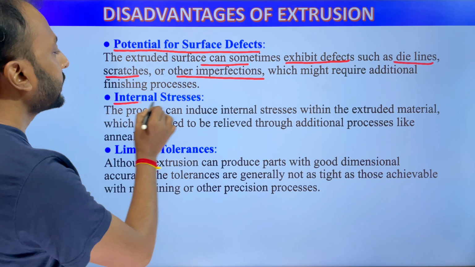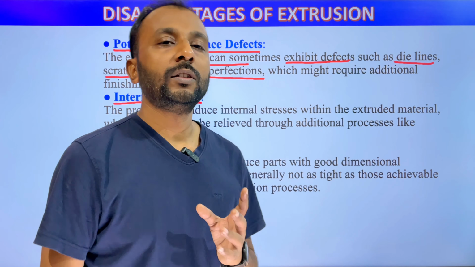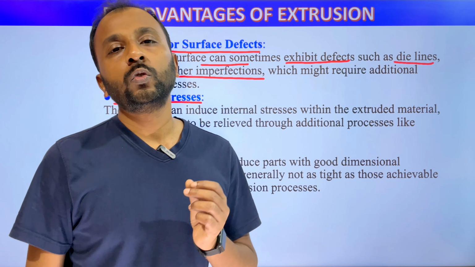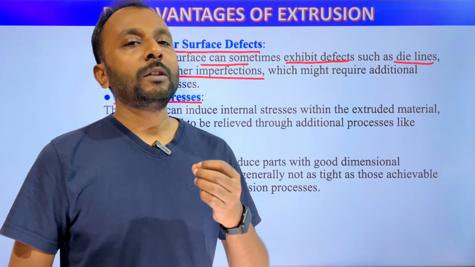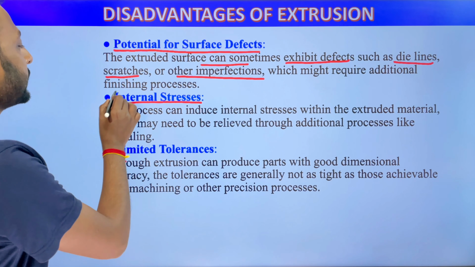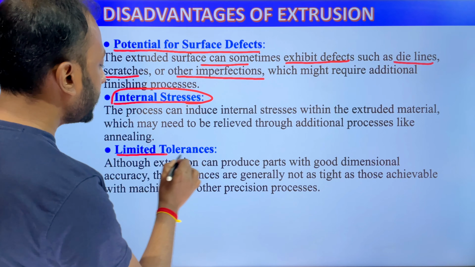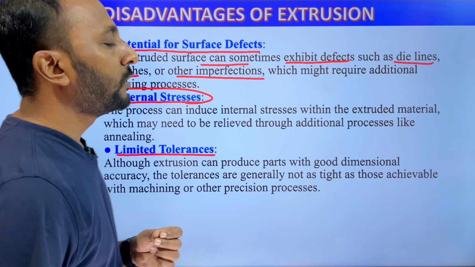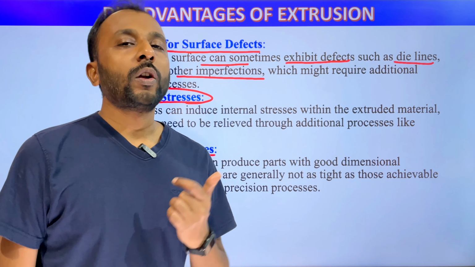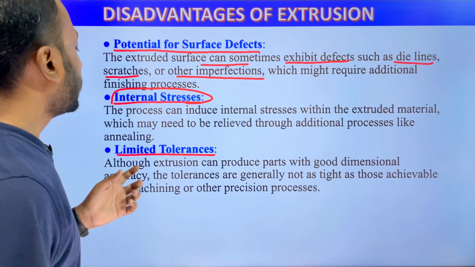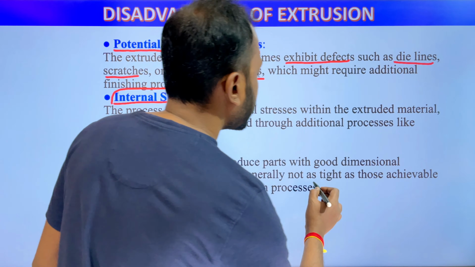Next is internal stresses. It especially occurs when we are doing the cold extrusion process. Cold extrusion is taken as cold working, so in cold working, internal stresses can be found. This is another disadvantage. Next is limited tolerances. When we are doing the extrusion process, especially hot extrusion, the dimensional tolerance is limited. We can't achieve tight tolerance.